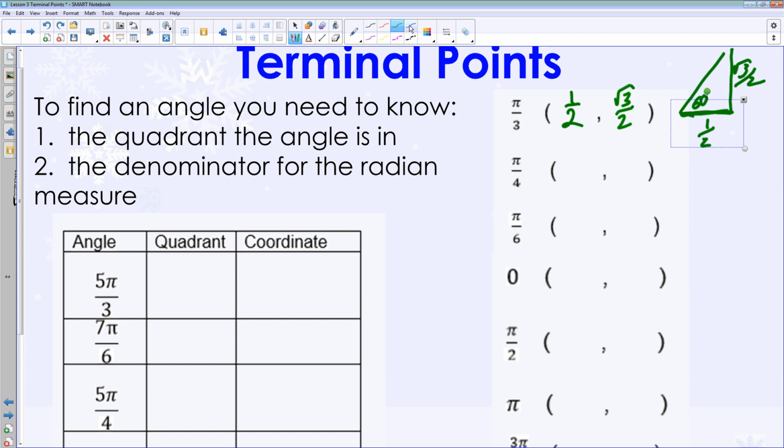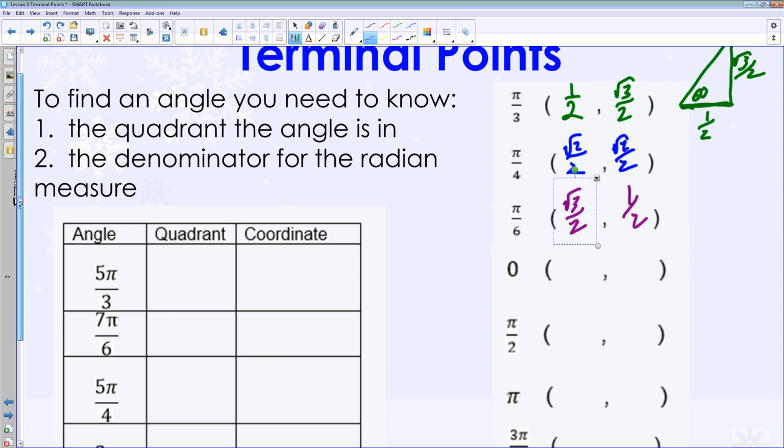Pi over 4 should be the easiest one. Square root of 2 over 2, square root of 2 over 2. And pi over 6 is just the reverse of pi over 3, so it's going to be the square root of 3 over 2 and 1/2. Those are your first quadrant angles. If you know the first quadrant, you can figure out the rest of the quadrants very simply.